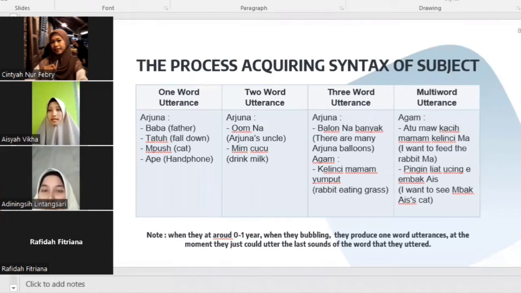Okay, for example, we can see in the following table, there are one word utterance, two word utterance, three word utterance, and multi word utterance. Note, when they are around 0-1 year, when they are babbling, they produce one word utterances. At the moment, they could just utter the last sounds of the word that they uttered. Next slide.